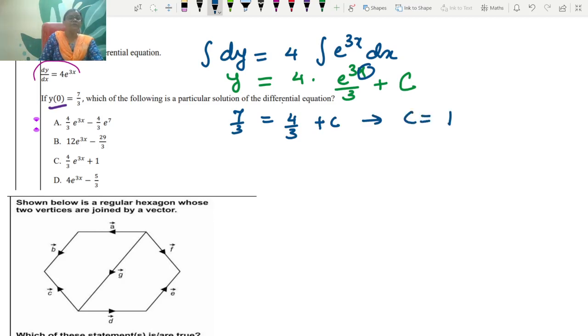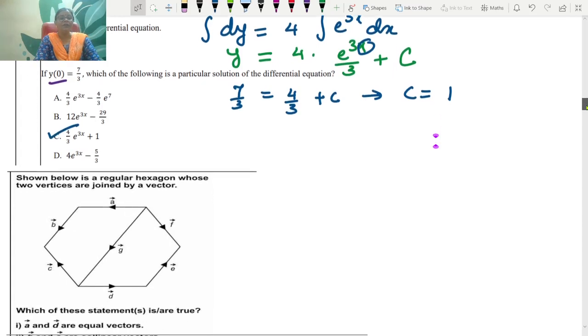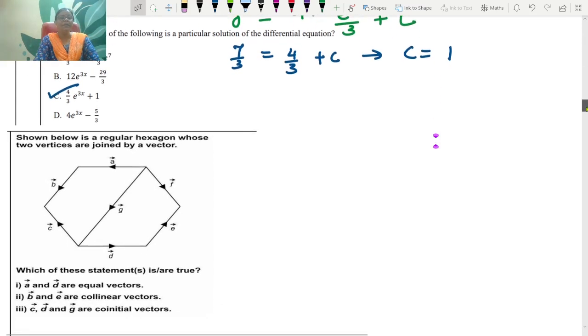Of the options, there's only one option with constant as 1, and that has to be the correct answer. Check it. It's 4 upon 3 e to the index. So quickly you are able to get the answer. Fine. The next question is you have to show that this below is a regular hexagon.